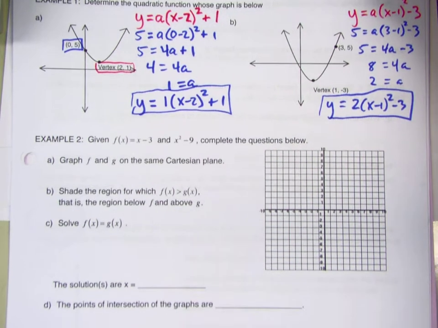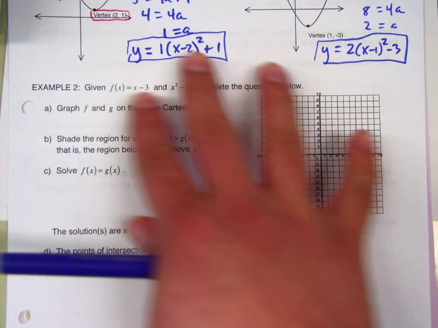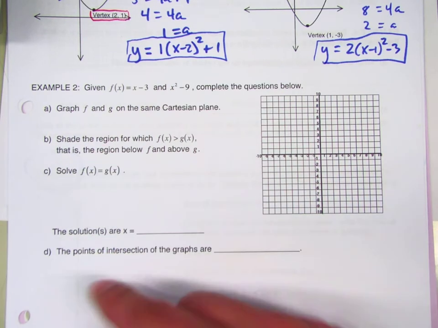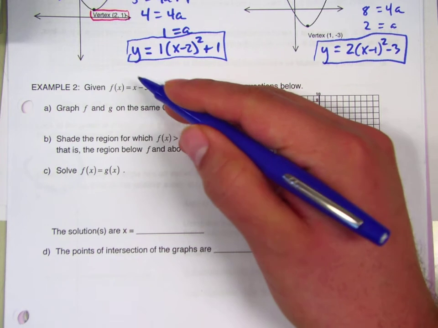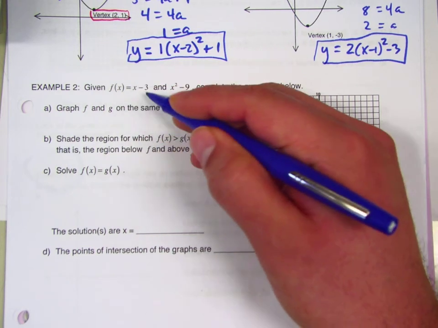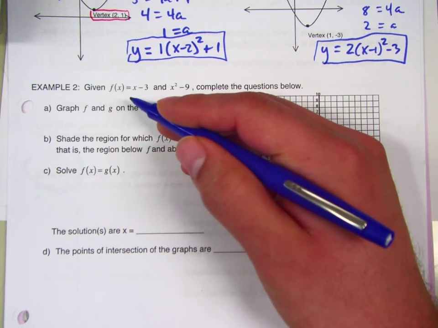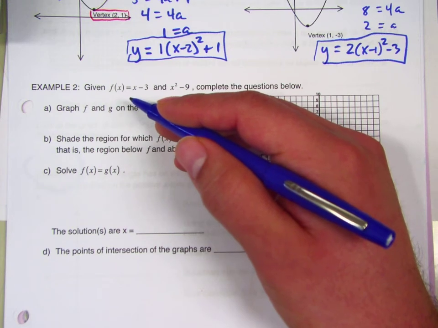All right. Let's go through example 2. Okay, so now we have two separate functions, and we're just trying to graph them and then go through the list of questions that they give us based off of the graph. What does this graph look like? A straight line, yeah, it's just mx plus b, right? What's the slope? 1, and the y-intercept?